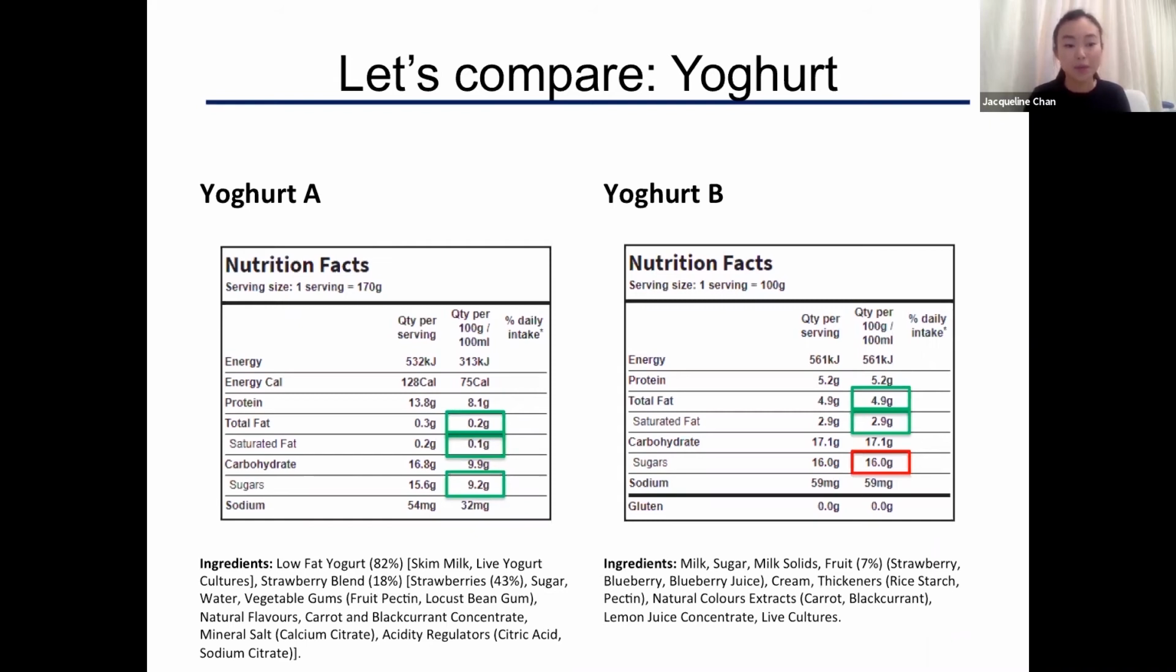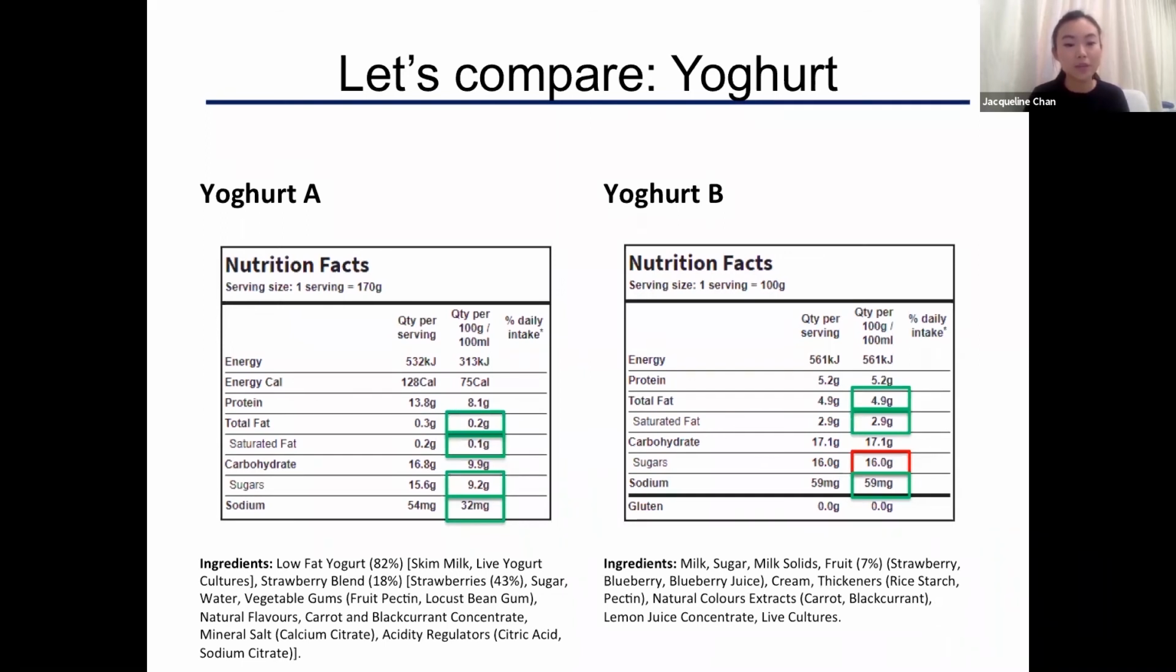So step 3 would be to check fibre, but you can see it's not listed here, so it's not required to be listed by manufacturers unless they're making a claim about fibre. So we'll move on to step 4, which is to check the sodium, and we can see that they're both very low and well below that 400 milligram mark. Step 5 is to check the ingredients list.